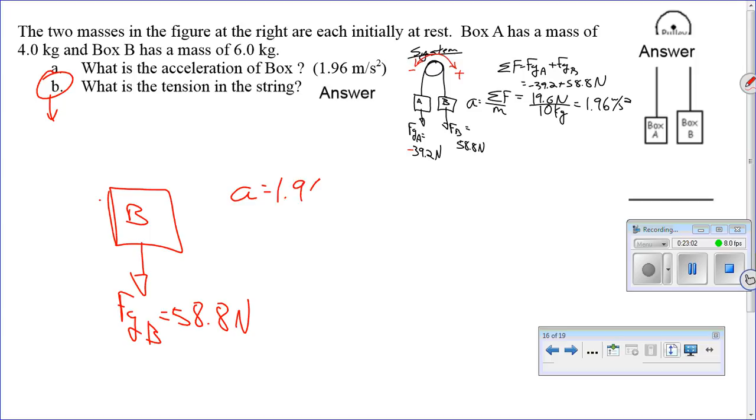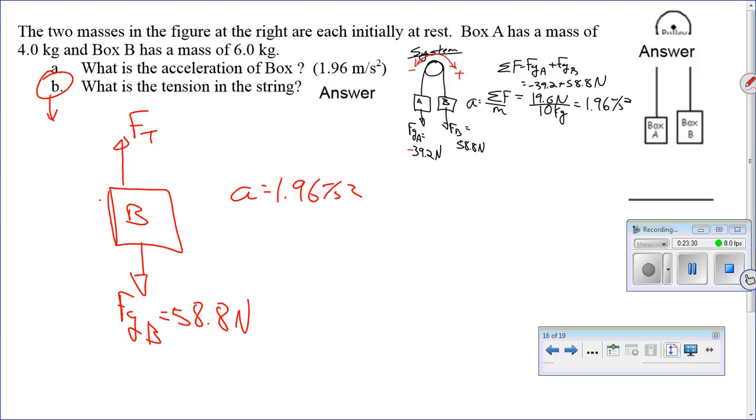1.96, positive or negative? Positive, right? Because it's moving down. And then what's the only other force I don't have? Tension force. There's no normal force because it's not sitting on something. That's the tension force. Oh, shoot, I just said there's no normal force and then I wrote that. Sorry, somebody got in my head.